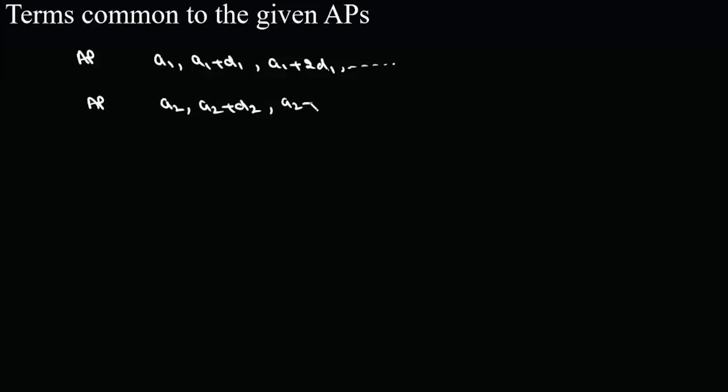Now in sequence and series, we have this one shortcut which is very handy when it comes to problems involving terms common to two or more given arithmetic progressions. So we'll be given two APs. Suppose we have this first AP which is characterized by A1, A1 plus D1 and so on, and we have this second AP which is A2, A2 plus D2, A2 plus 2D2.